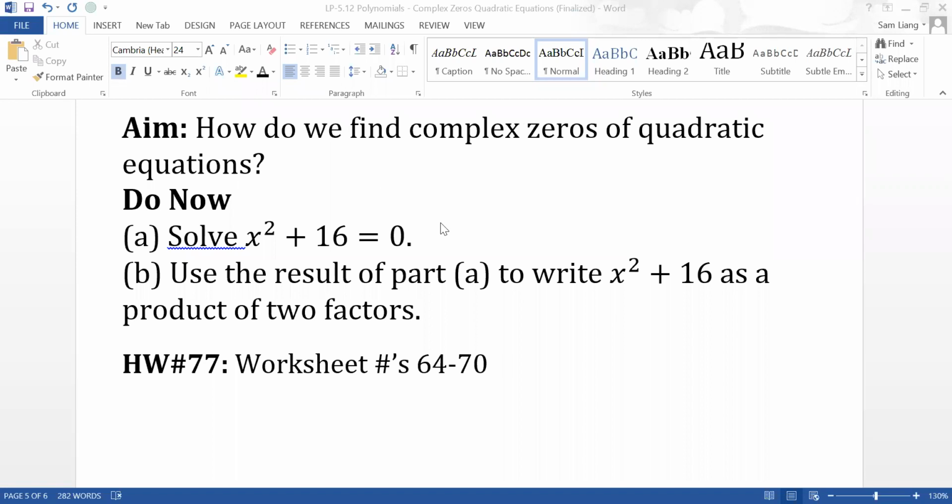Okay, so again, if you just came in, we're talking about complex zeros. So in the past 10 or so lessons of this unit, we talked about real zeros of polynomials. Today we'll extend our thinking to talk about complex zeros, zeros that involve the imaginary number i. All right, so let me scroll up for the solution.